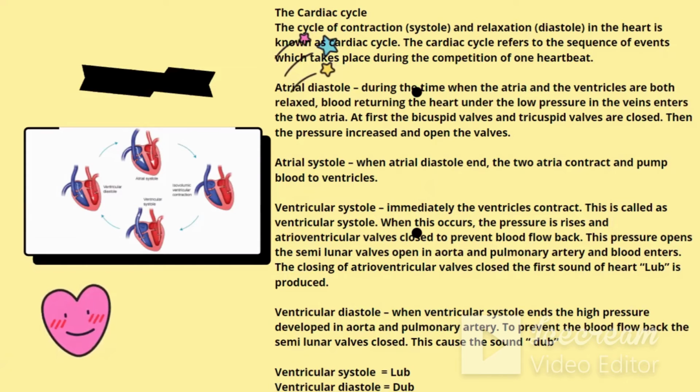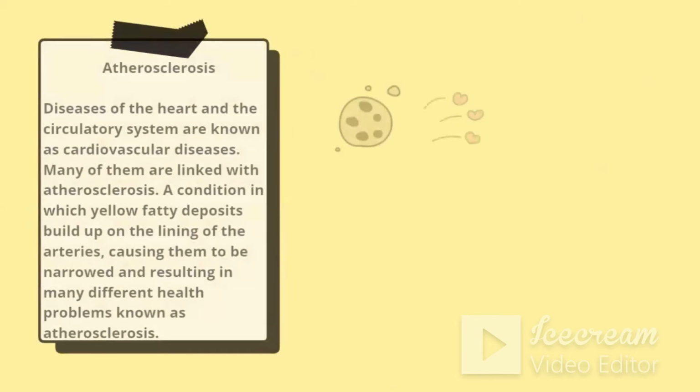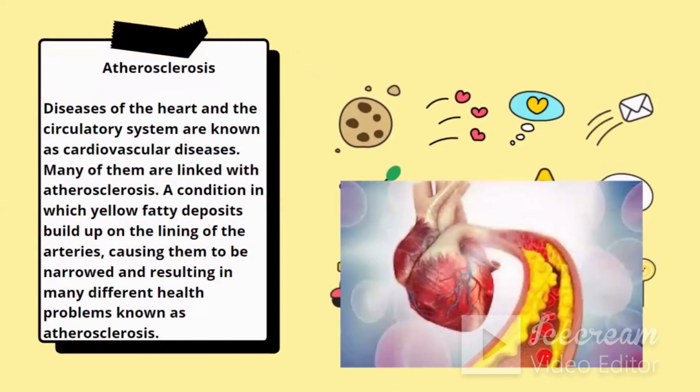After that, at the end of ventricular diastole, the pressure increase inside the ventricles leads the bicuspid and tricuspid valves to close, because ventricular systole must occur to pump blood into the aorta and the pulmonary artery. During ventricular systole we get the first heart sound called lub, and during ventricular diastole we get the second heart sound called dub. So this is about the cardiac cycle.